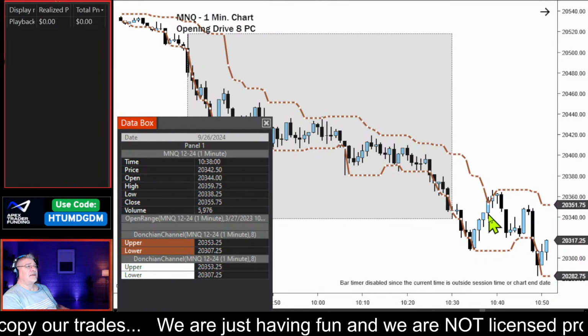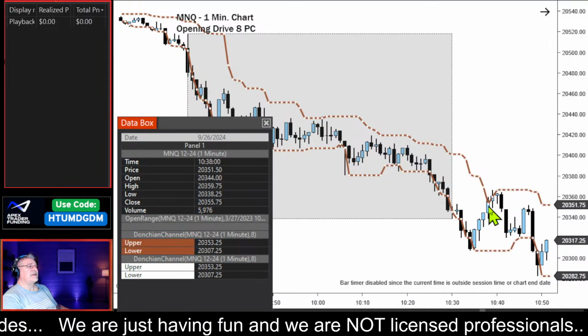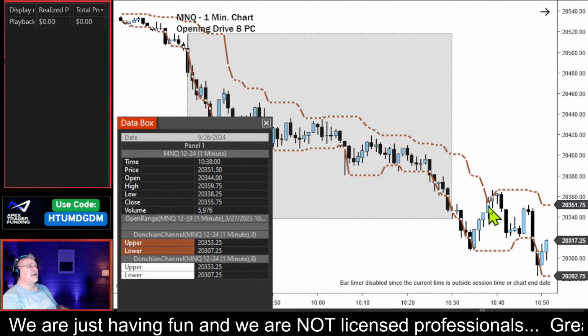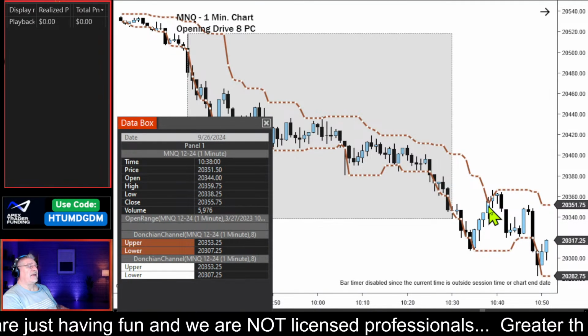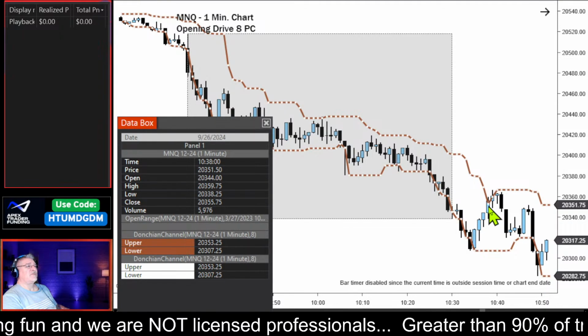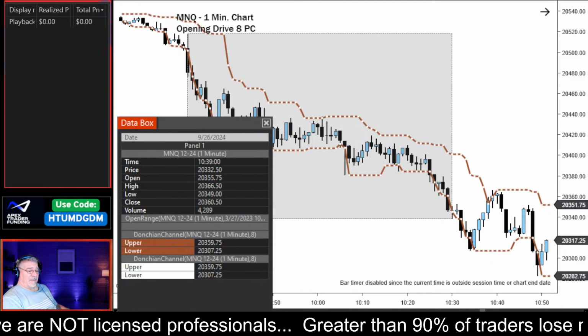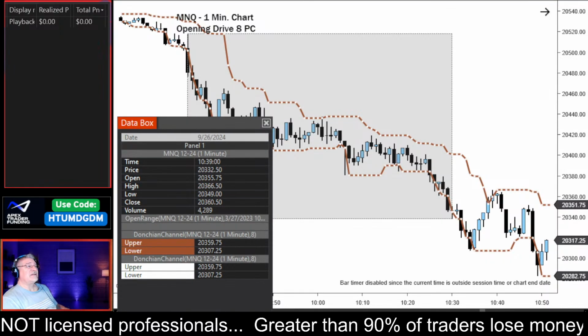480 on the short side with a close at, let's make it 356. So that's 80 plus 44. That's a 124 point winner. Do you see the potential of this system now?